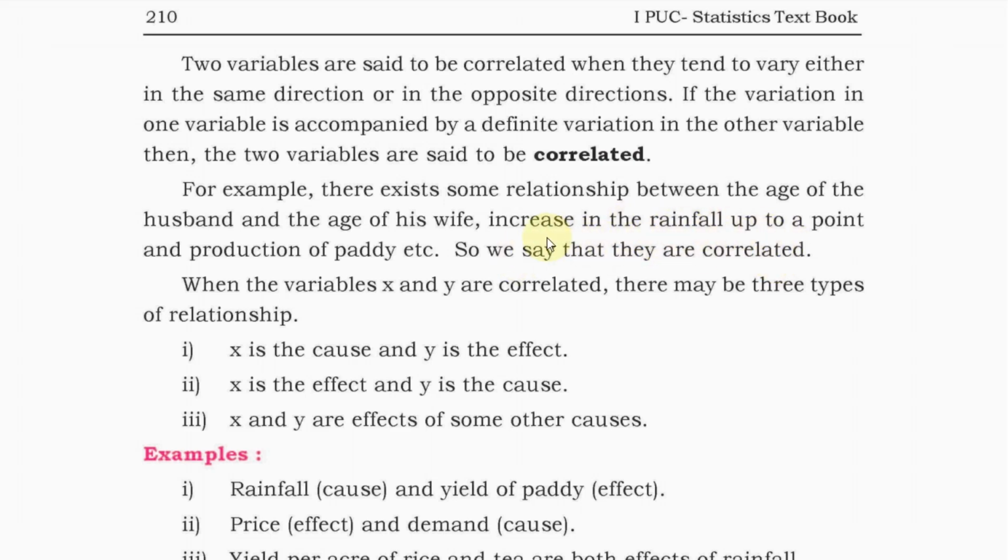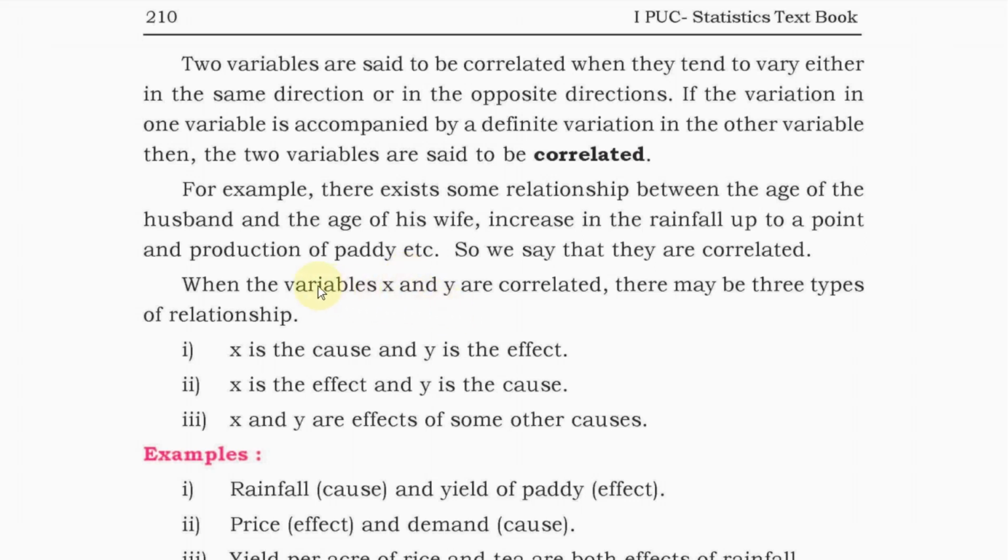So if the rainfall is more up to the point, then the production of paddy will also increase. As we know, sugarcane and paddy are two crops which require a huge amount of water. So the greater the rainfall, the better the yield. Here one variable increases in the same direction as the other variable. So greater the rainfall, greater the production of paddy.